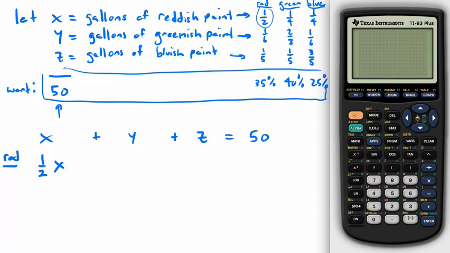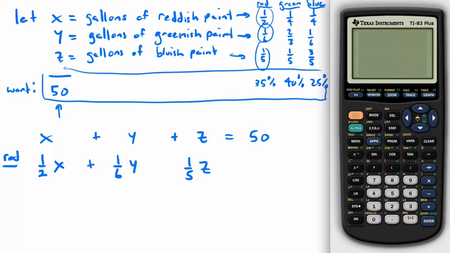Keep going. How much red paint is in the Y gallons of greenish paint? Well, Y gallons times 1/6, because 1/6 of it is red. So 1/6 times Y will be the gallons of red paint that's in there. How about the Z gallons of bluish paint? Some of that is red. It's 1/5 red. So 1/5 times Z would be the gallons of red paint in there.